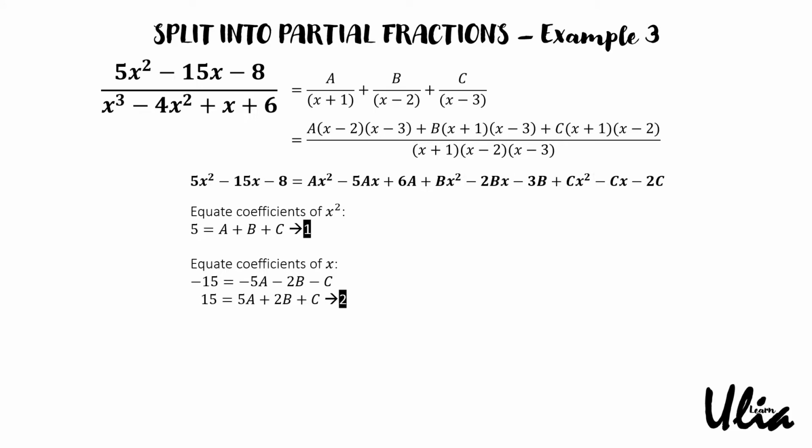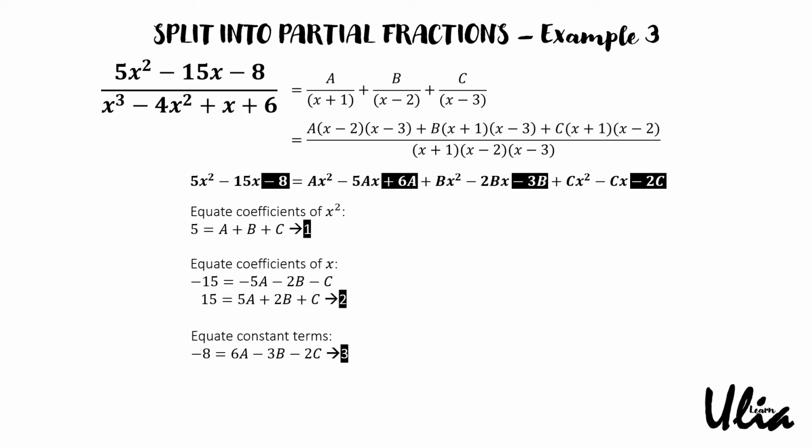Let's move to the constant terms. The constant term on the left hand side is minus 8, and on the right hand side there are 3 terms, plus 6a minus 3b minus 2c. So minus 8 equals 6a minus 3b minus 2c. So that is my third equation. Now we have 3 equations. Let's simplify these 3 further.